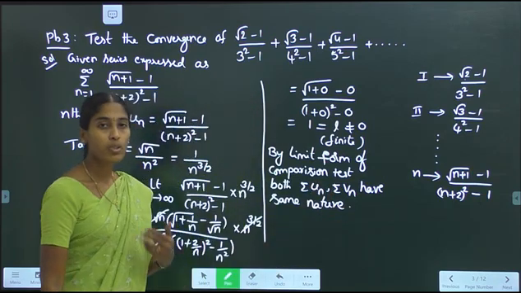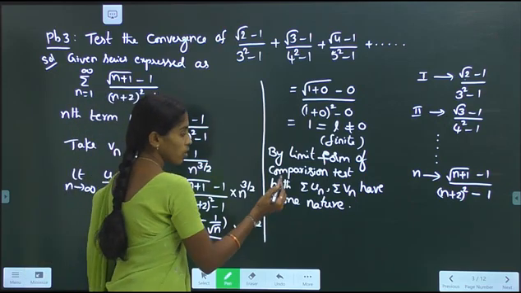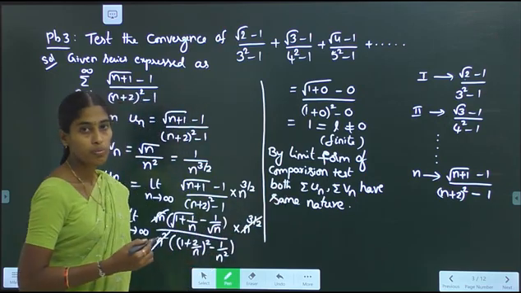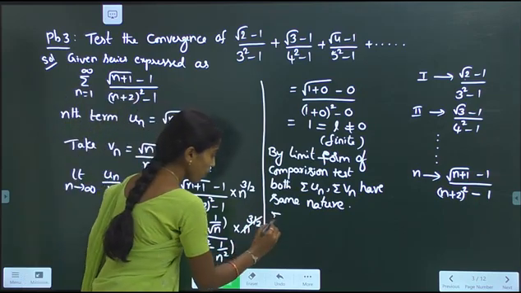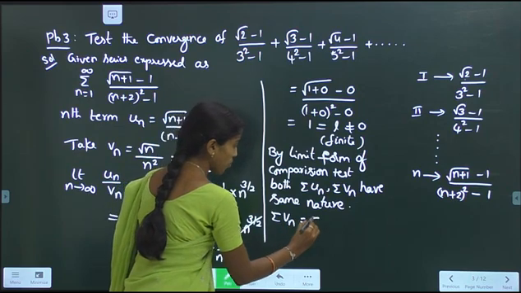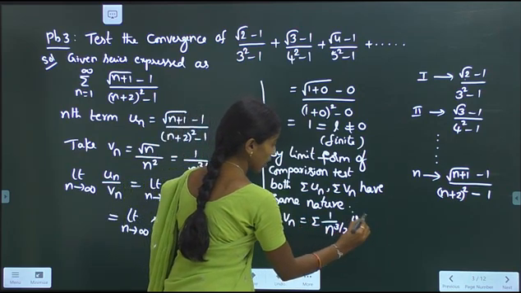Either both the series are convergent or both are divergent. So for that purpose, we have to discuss the nature of sigma Vn. What is sigma Vn here? Sigma 1 by n power 3 by 2 is convergent.